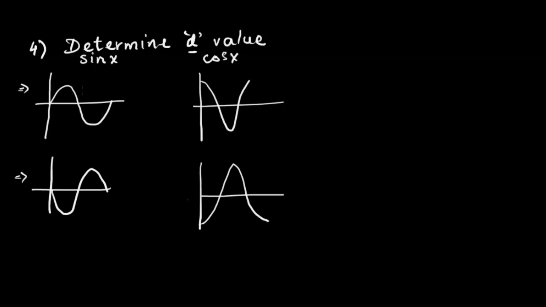These two are the sine function graphs. The first one represents when a is positive. The second is the graph of the sine function when a is negative.